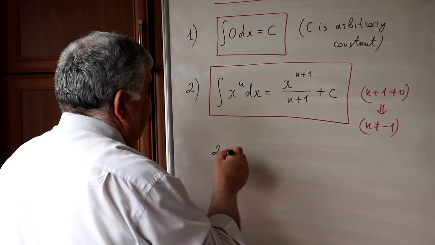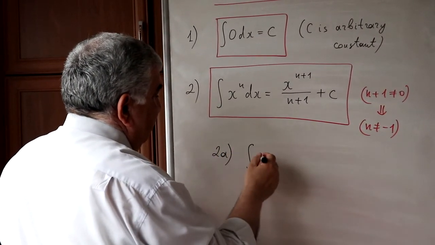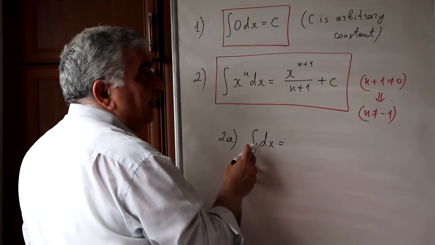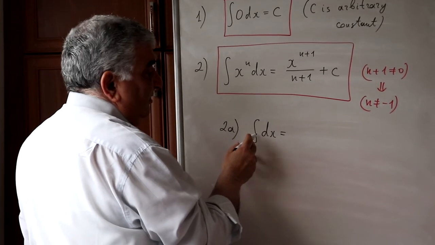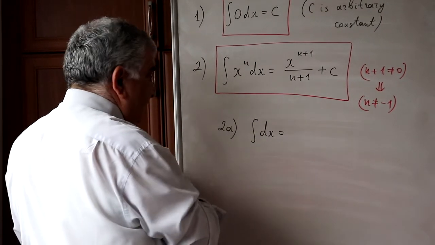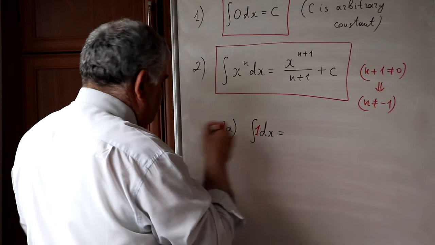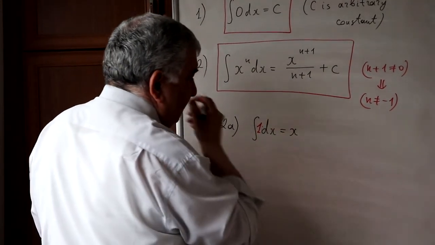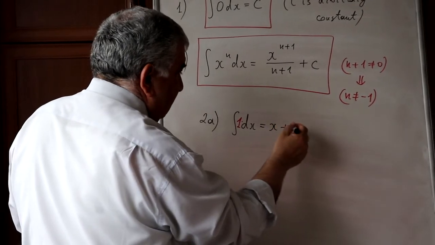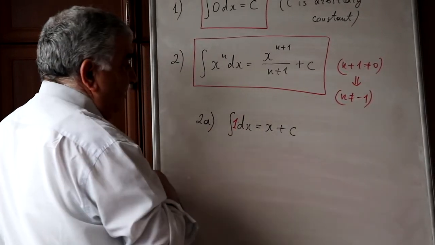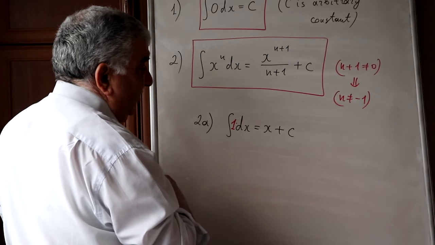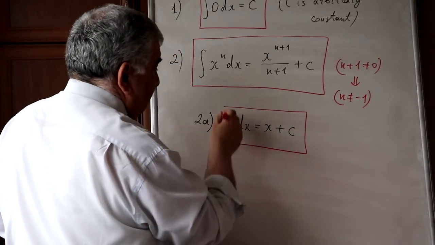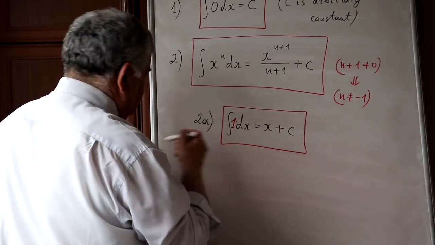2a: integral of dx, that is integral of 1 dx. Here the integrand is 1. And it is x plus c. That is, integral dx is x plus c, because derivative of x is 1.